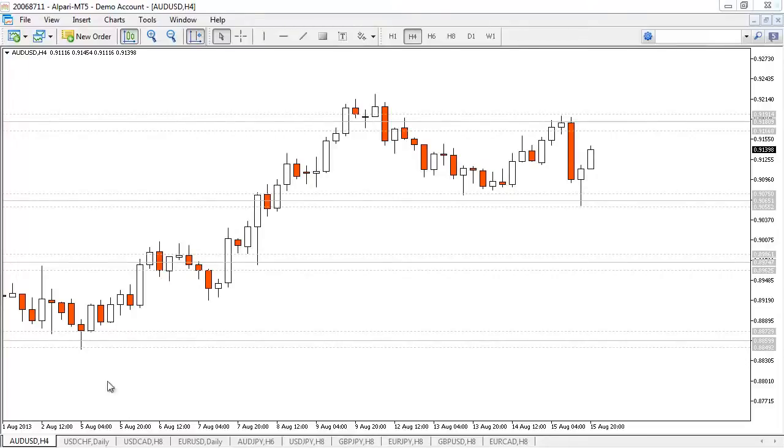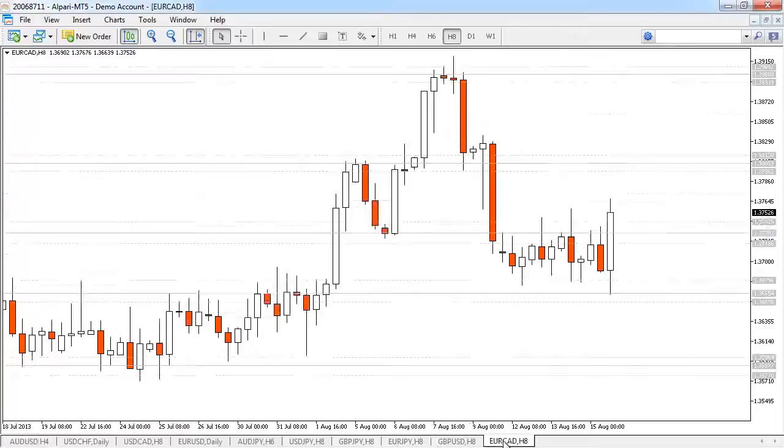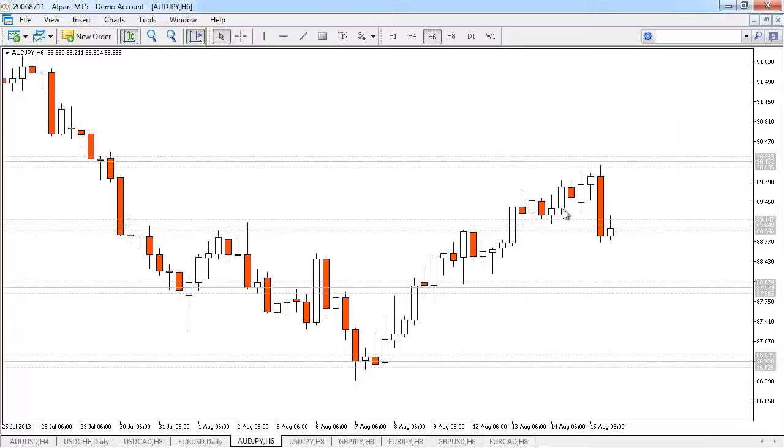Which pairs do I trade most often? I tend to find myself trading Euro USD, GBP USD, AUD USD, and USD CAD most often. GBP JPY, Euro JPY, I trade a little bit sometimes, but also some of the odd pairs like Euro CAD. Euro CAD tends to be quite a nice pair. GBP CAD, AUD JPY too. This is a bit more common than Euro CAD.